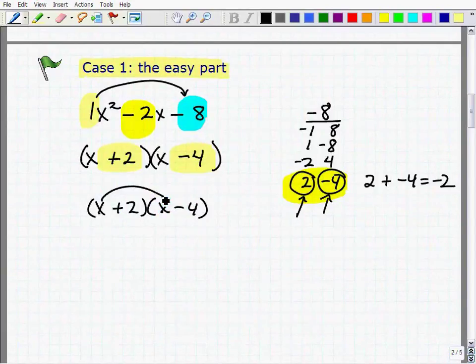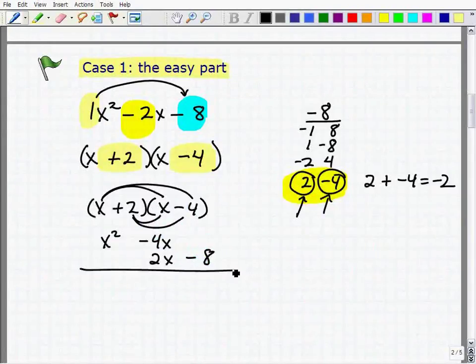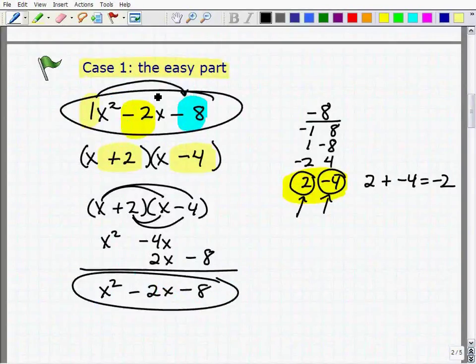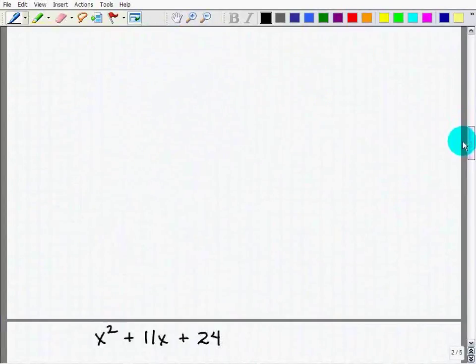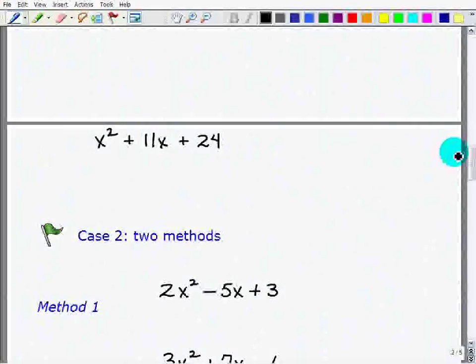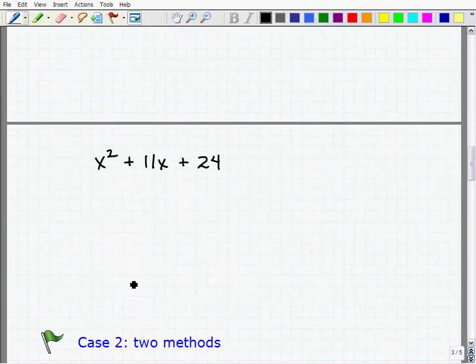So let's use the FOIL method. x times x, x squared; x times -4, -4x; 2 times x, 2x; and 2 times -4, -8. So when we add up like terms, we get x squared minus 2x minus 8. That's what we started off with. So it does work, and it'll work every time, but it just takes some practice, and after a while it won't seem nearly as hard. If it seems hard, that's kind of natural because it's new.